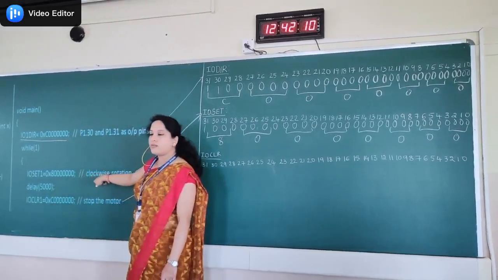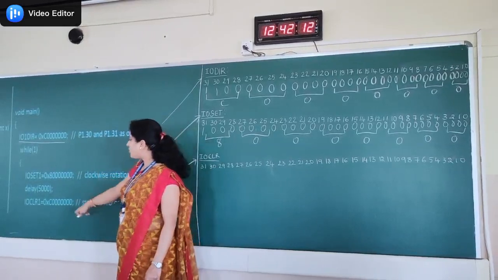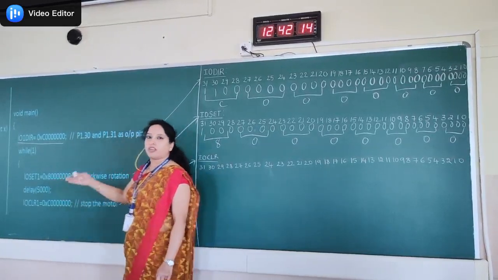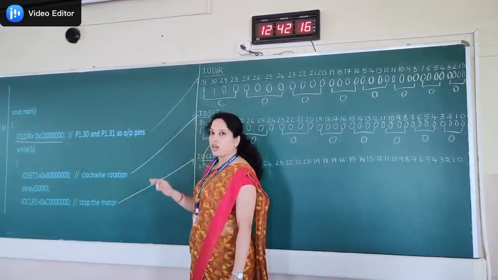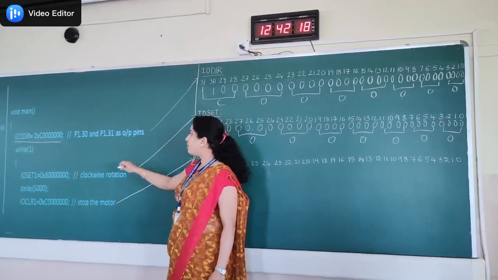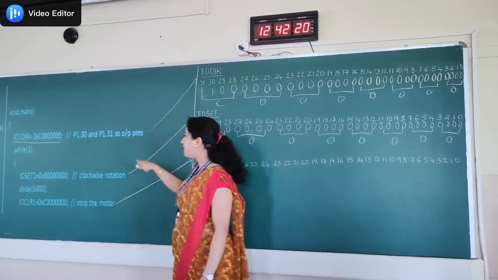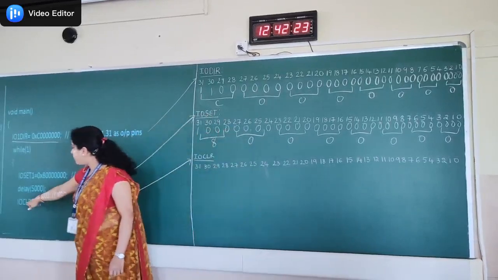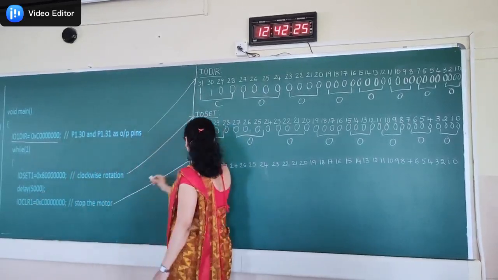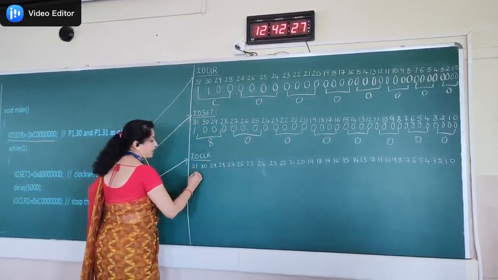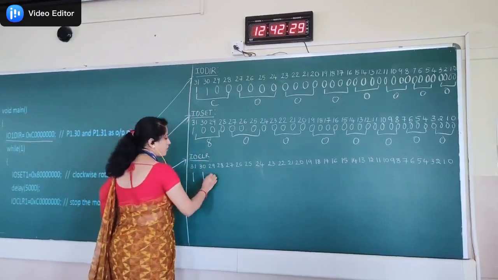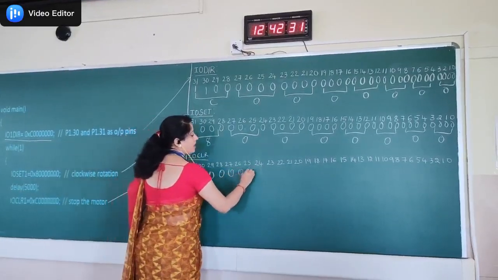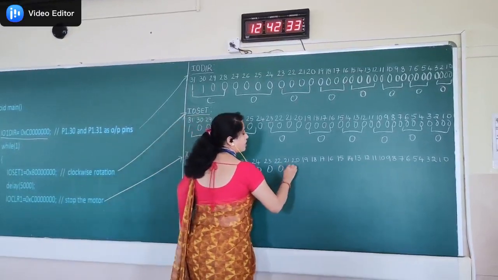After rotating the motor clockwise, next we need to stop the motor. If you want to stop the motor, you have to apply a low pulse on pin number 30 and 31. This can be done by using the IOCLR1 register. Again pin number 31 and 30 will be set to 1, and all the remaining bits will be set to 0.